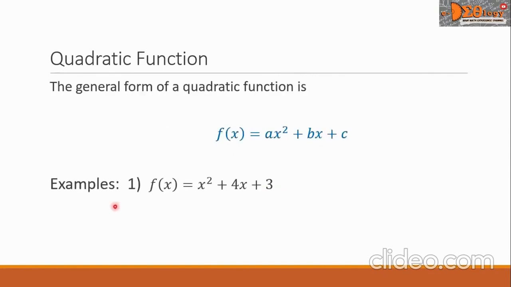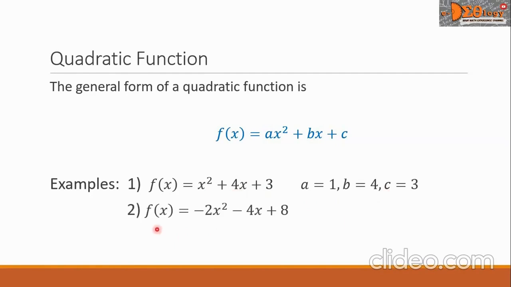Let's have examples. This is the first example. f(x) = x² + 4x + 3. With regard to the general form, we can collect the values of a, b, and c respectively for the given function. So in here, the a is 1. That is the coefficient of x squared. The b is 4, and the c is 3.